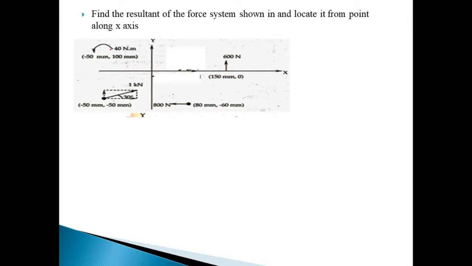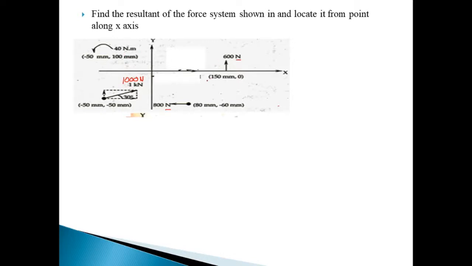This is a couple of 40 Newton meter. This is an inclined force of 1 kilonewton. In this problem we have to consider the units also, because the unit of these two forces is Newton, but the unit for this force is kilonewton. So we have to convert this force into Newton. 1 kilonewton is equal to 1000 Newton. This way we have to convert it.